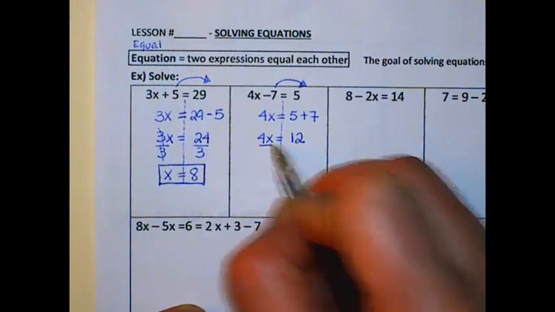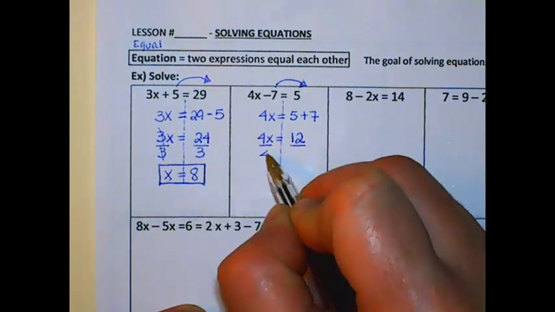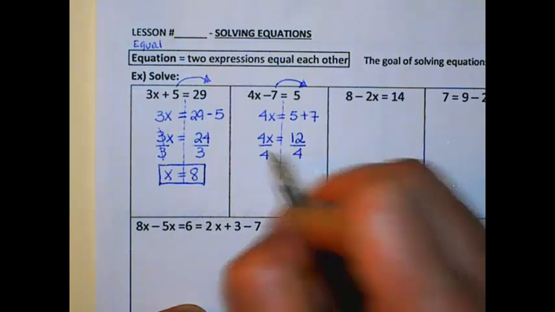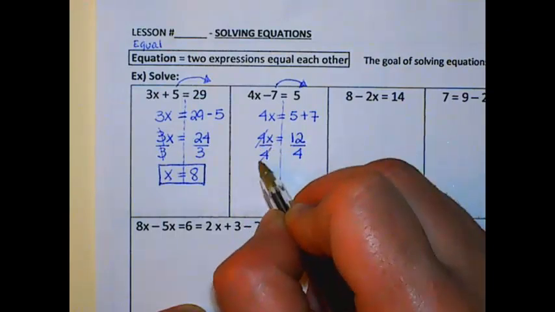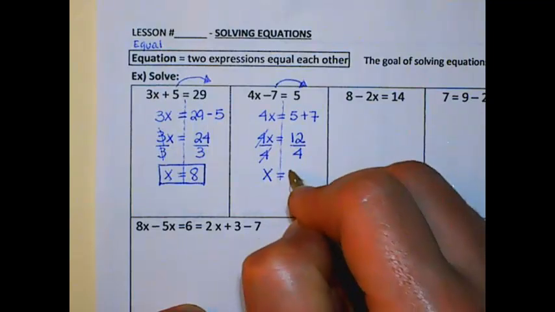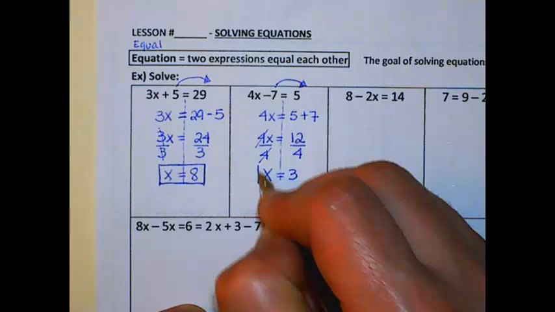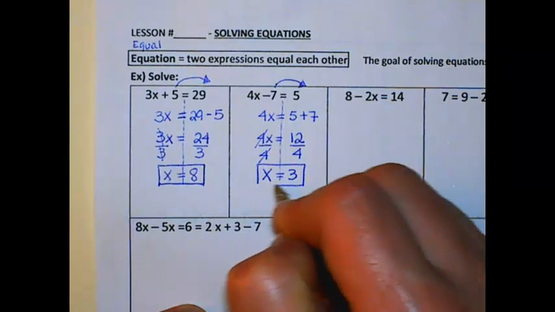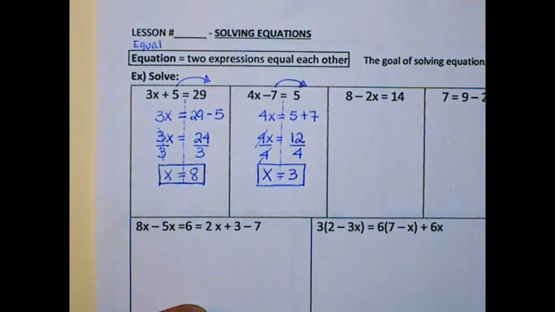I want the x alone, so I'm going to divide both sides by 4. The 4 cancels. I'm left with x. 12 divided by 4 is 3. And that's my answer because the x is left alone.